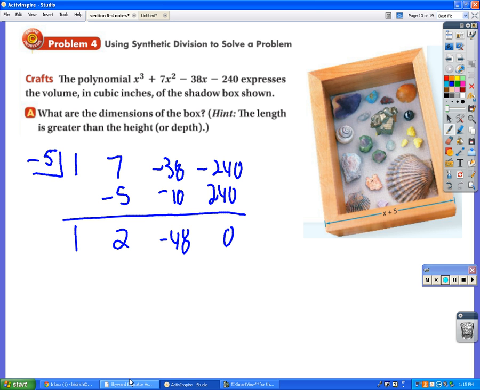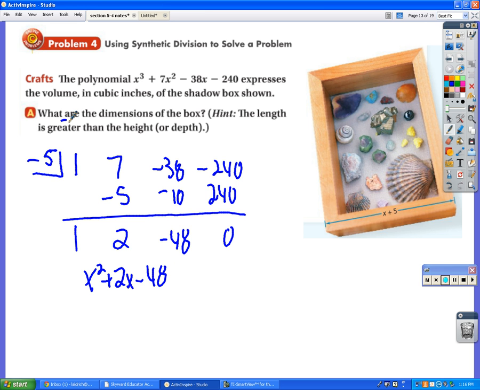Okay, so you're always taking this number times this one to give you the next one. Add those together. Multiply, add. Multiply, add. Okay? All right, so that breaks this down into what? X squared plus 2x minus 48.